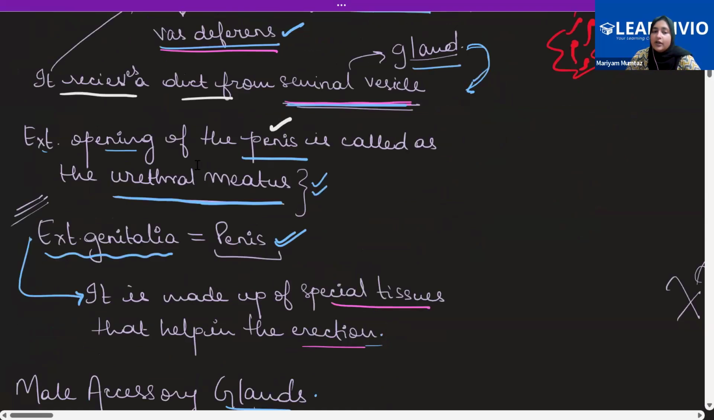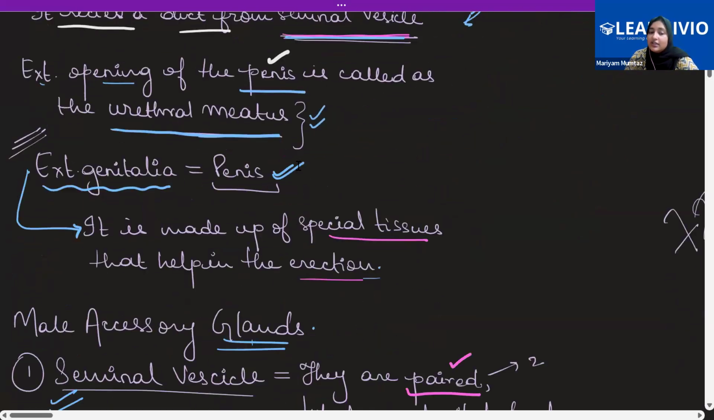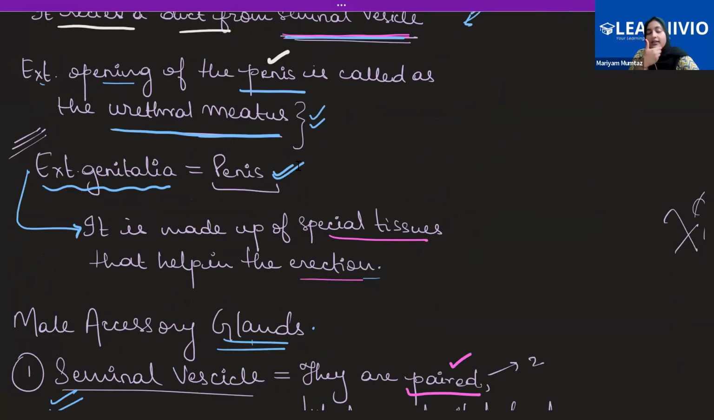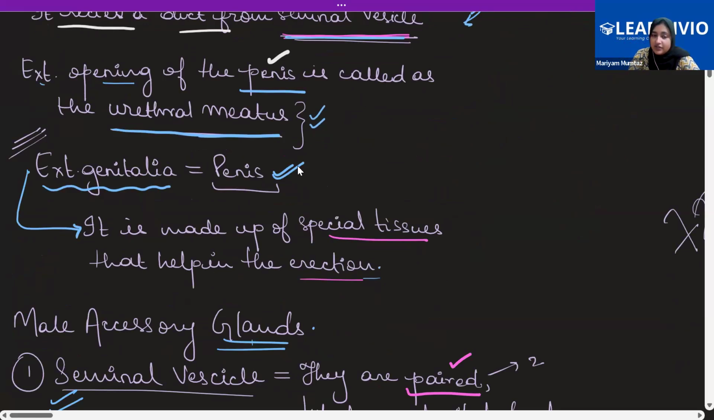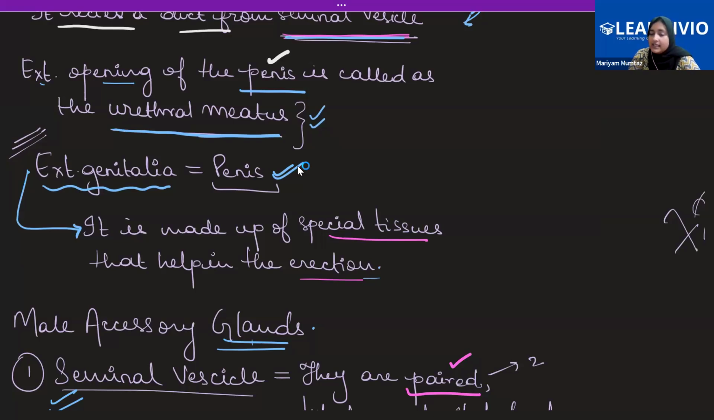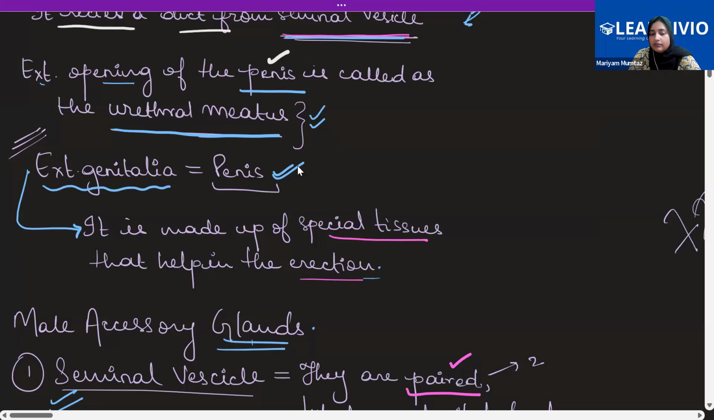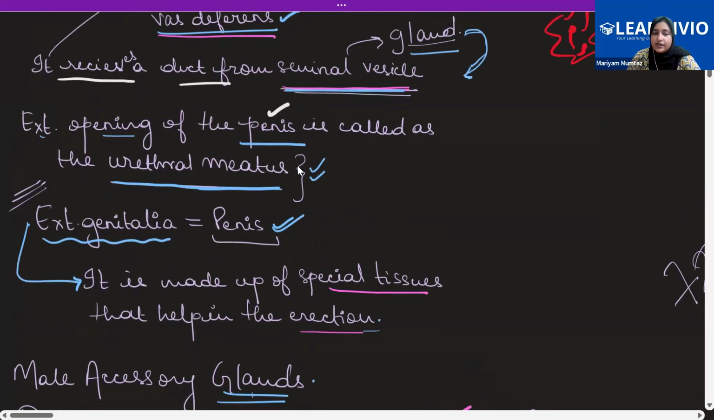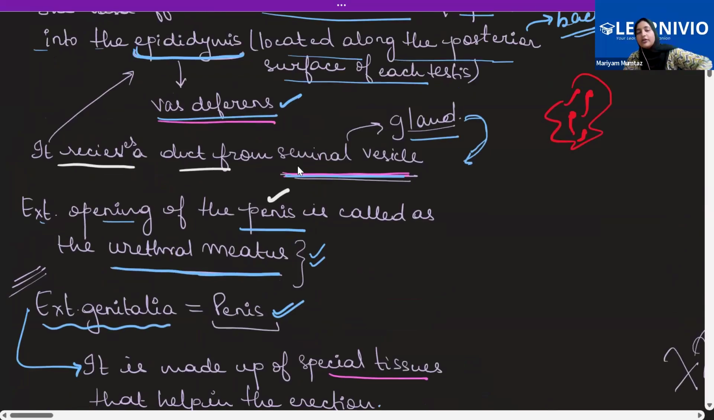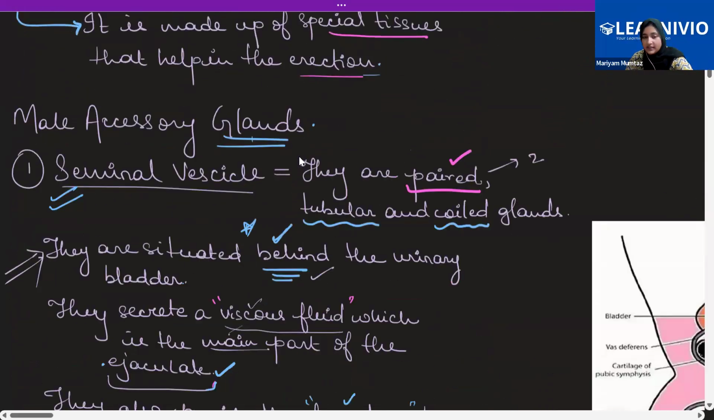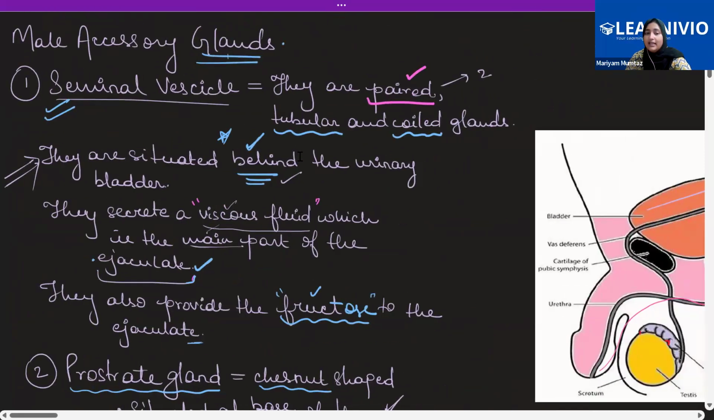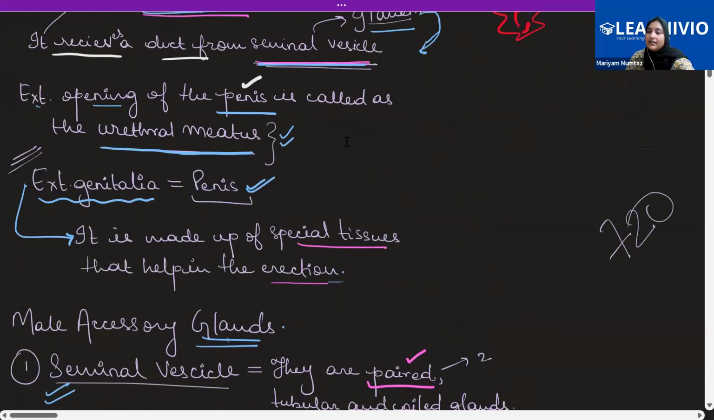Then the external opening of the penis. Now, the penis is the external genitalia in human males. It is the genital organ that is externally present. The opening of the penis is called the urethral meatus, and it is made up of special tissues that help in the erection process. Erection means the blood will flow towards it and it will get harder in firmness. That's what erection is. So this is the basic structure of the human male reproductive system. Now, the next thing we have are the male accessory glands. But up until now, is it clear to both of you students?